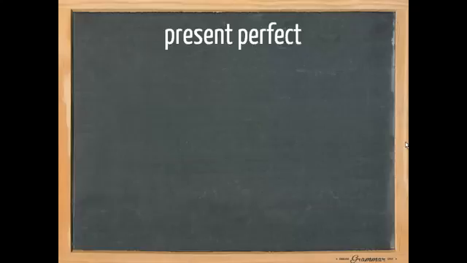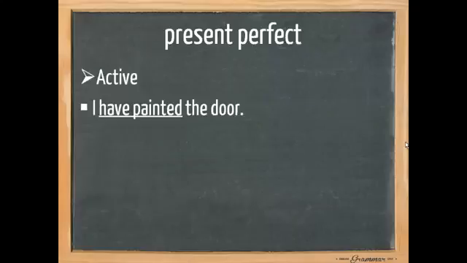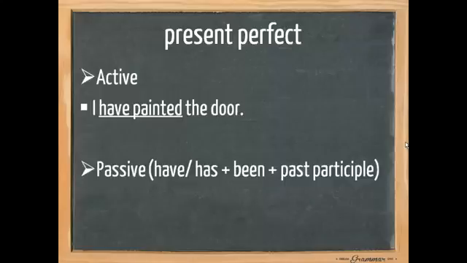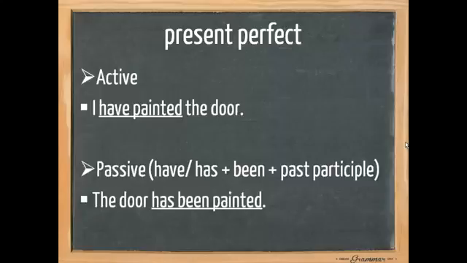Now let's have a look at a present perfect. An active present perfect is I have painted the door. So we're going to change into the present perfect passive. Remember, the door has to become the subject. So a passive is made, have or has, and then a form of to be. And since it's a perfect here, we need to use the perfect form of the verb to be. So here it is been, and a past participle of the verb to paint. The door has been painted.